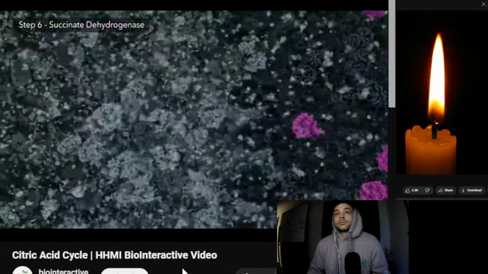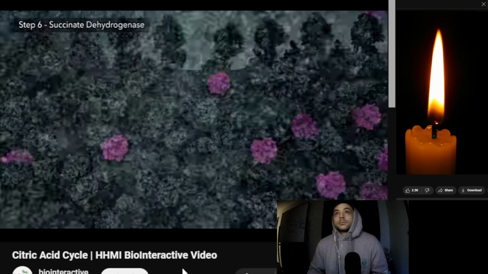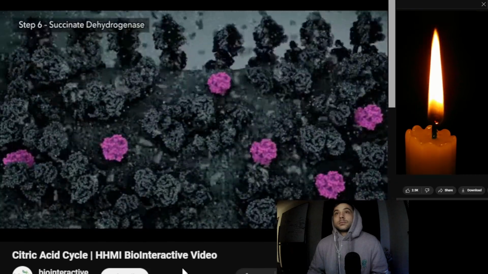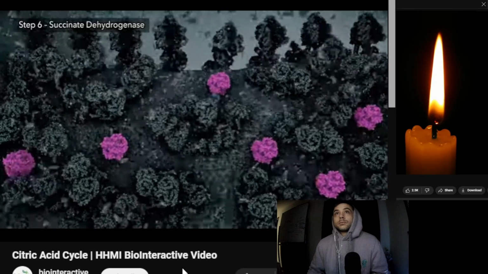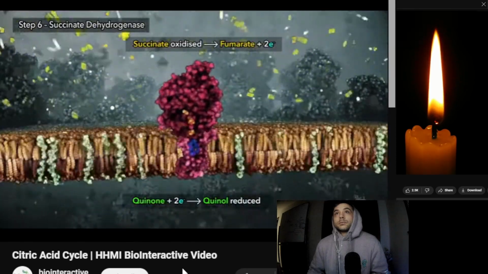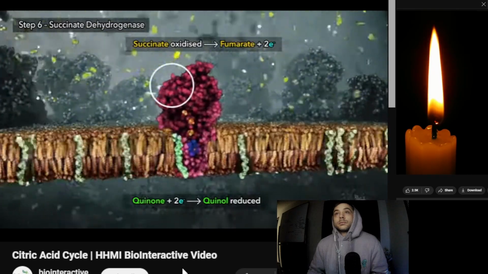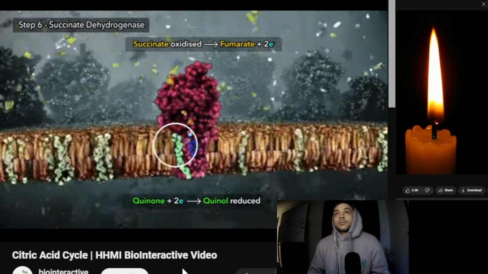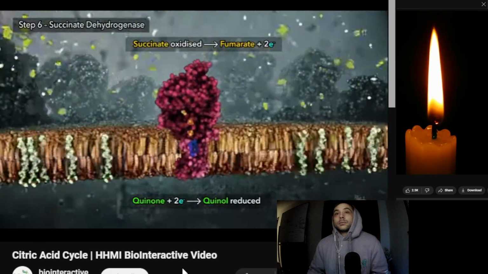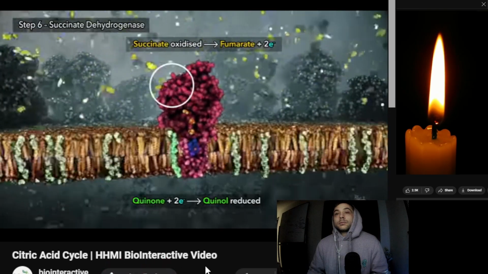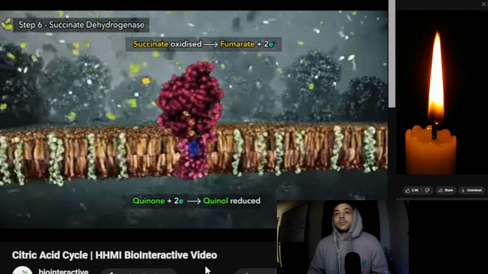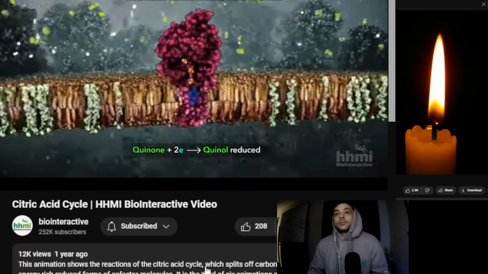Step 6 is performed by an enzyme embedded in the inner mitochondrial membrane. This enzyme is also known as complex 2 of the electron transport chain. The enzyme catalyzes the oxidation of succinate to create fumarate, releasing 2 electrons that hop through the interior to coenzyme Q, which is reduced. Coenzyme Q travels in the membrane, carrying the electrons to nearby enzymes of the electron transport chain.